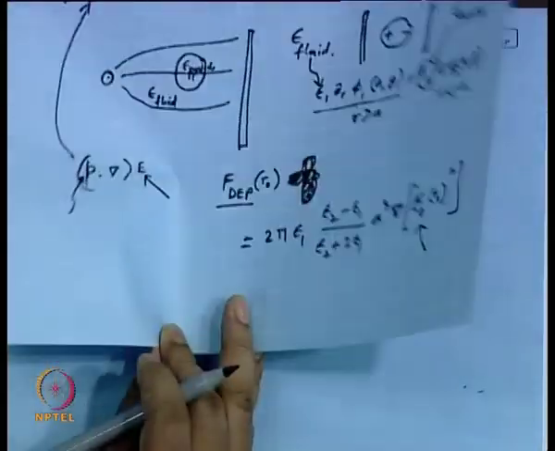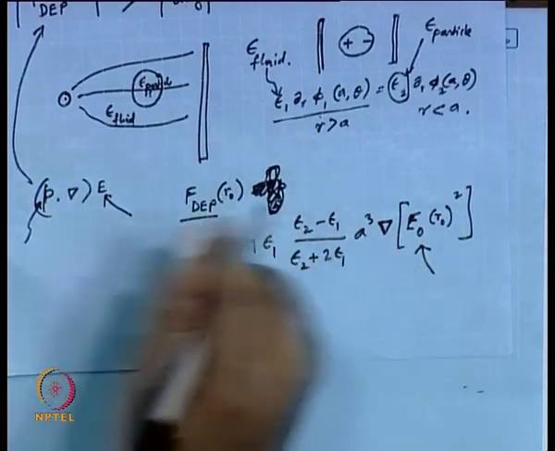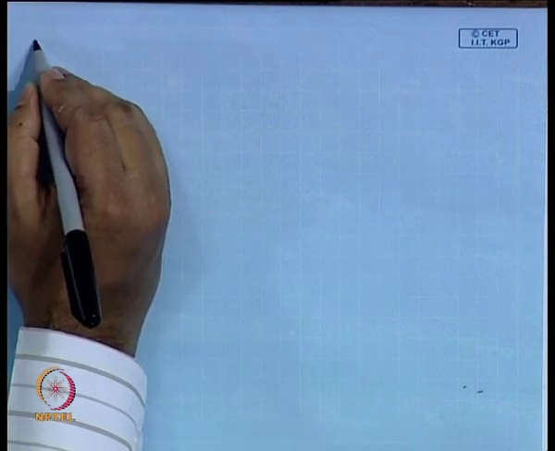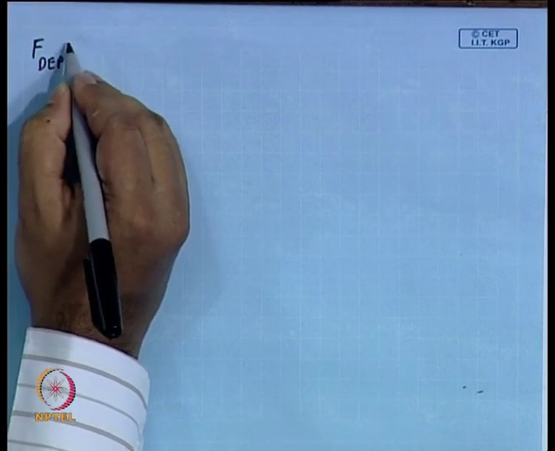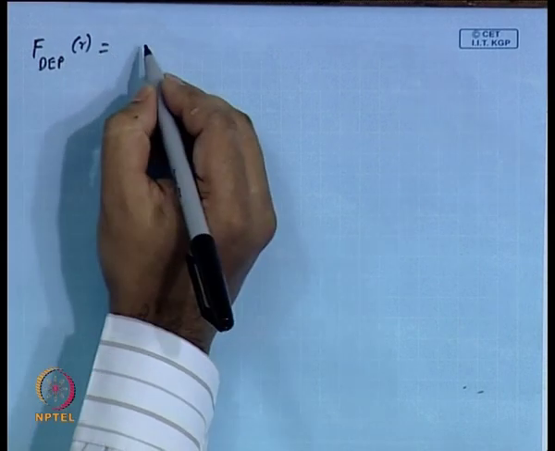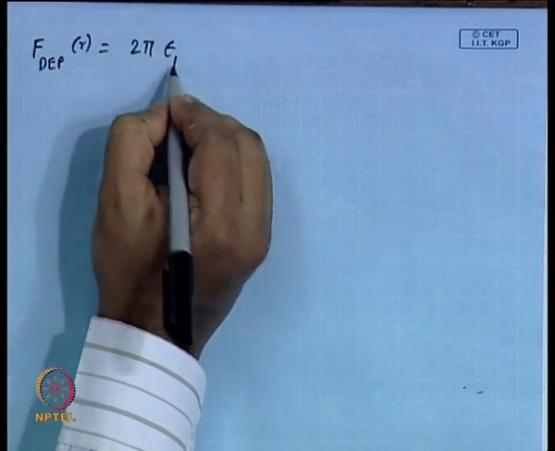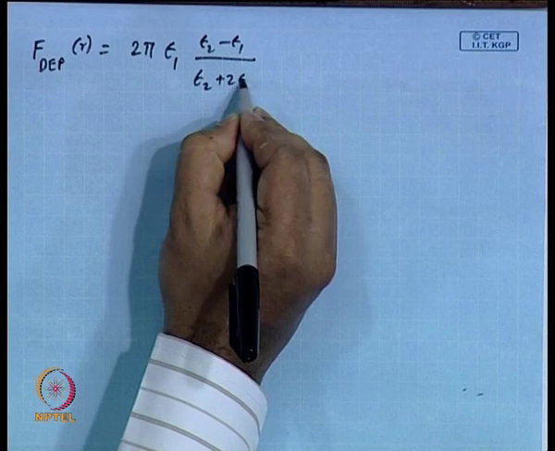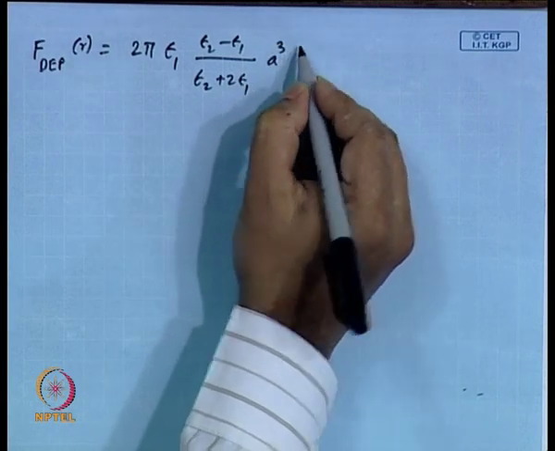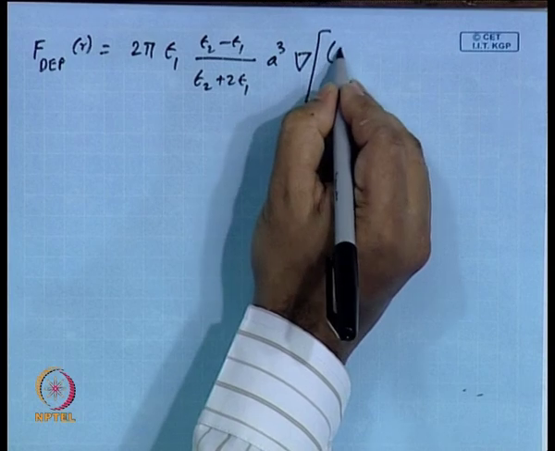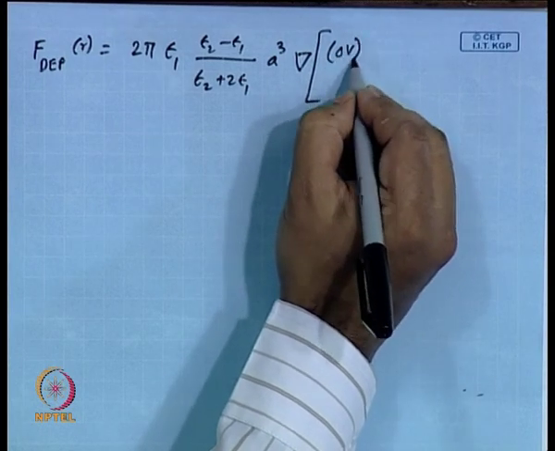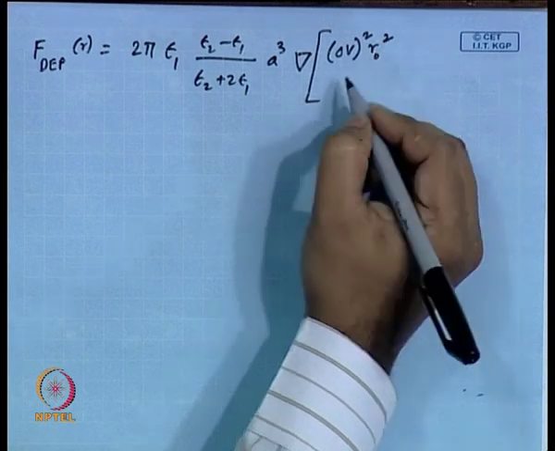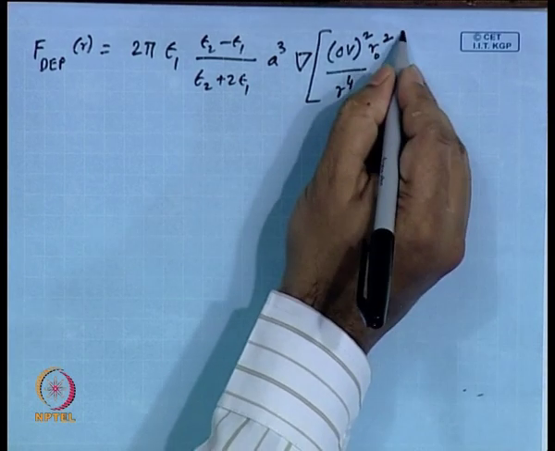What was the original expression for F_DEP? This is the expression for F_DEP, right? And here this E naught would be substituted. So, what you get finally is F_DEP at r, that is equal to 2 pi epsilon_1 times (epsilon_2 minus epsilon_1) by (epsilon_2 plus 2 epsilon_1) a cube, del of this E naught square, that it was square, right. So, this has to be delta V square r naught square divided by r to the power 4. Okay.